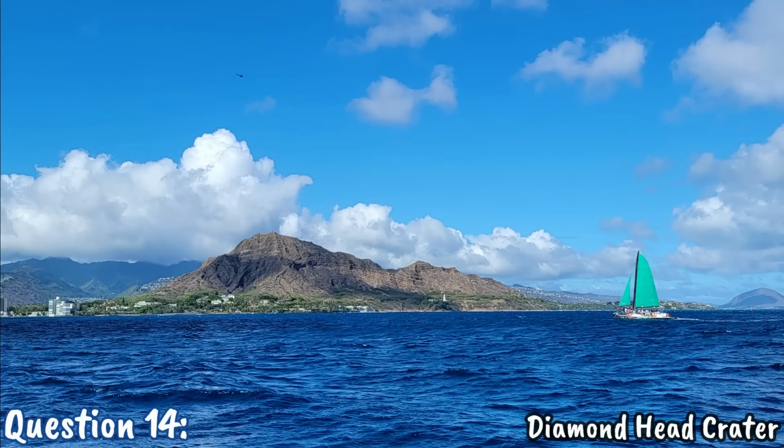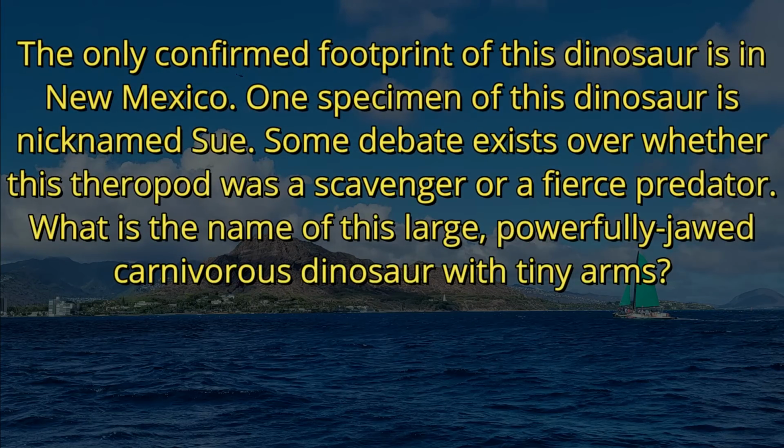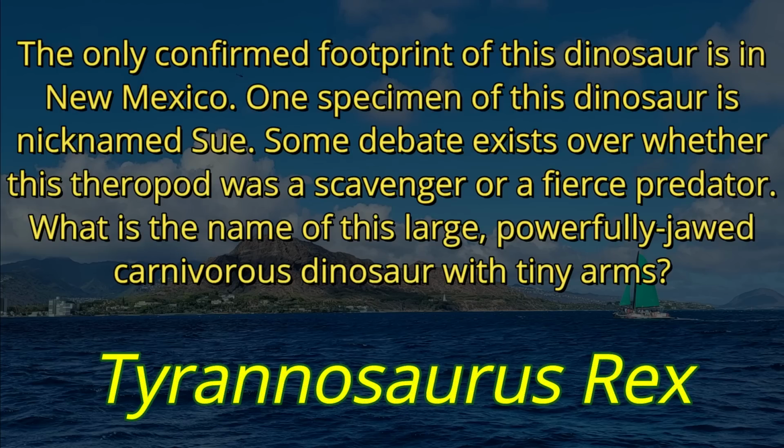Question 14. The only confirmed footprint of this dinosaur is in New Mexico. One specimen of this dinosaur is nicknamed Sue. Some debate exists over whether this theropod was a scavenger or a fierce predator. What is the name of this large, powerfully jawed carnivorous dinosaur with tiny arms? The answer is the Tyrannosaurus Rex.